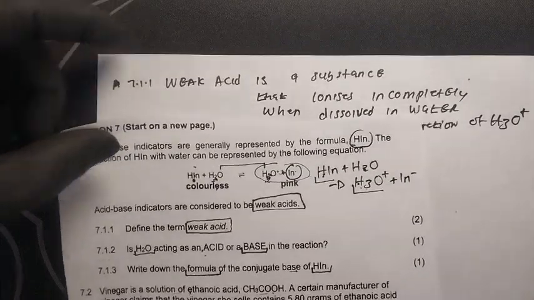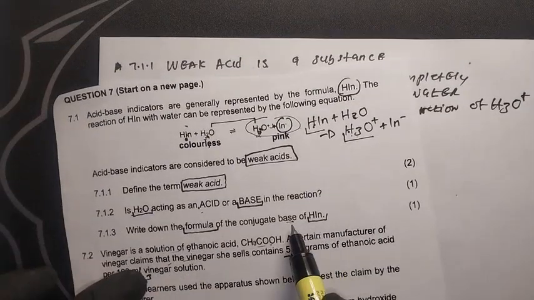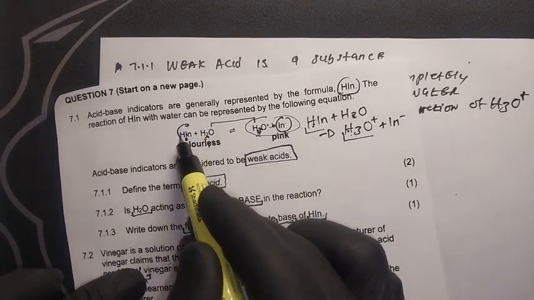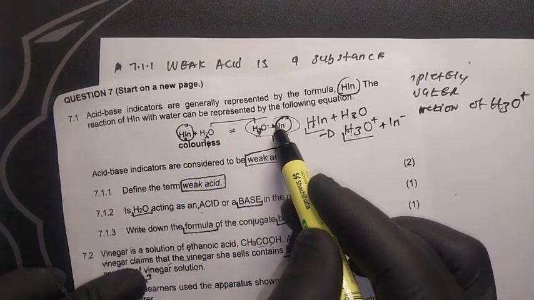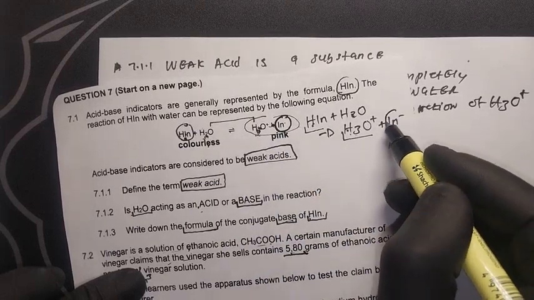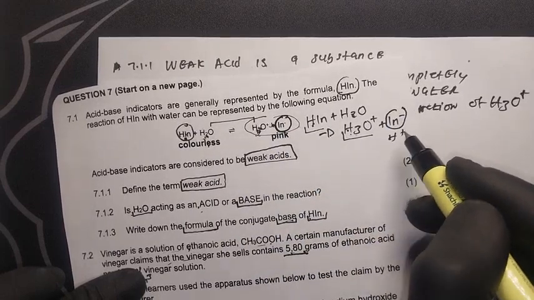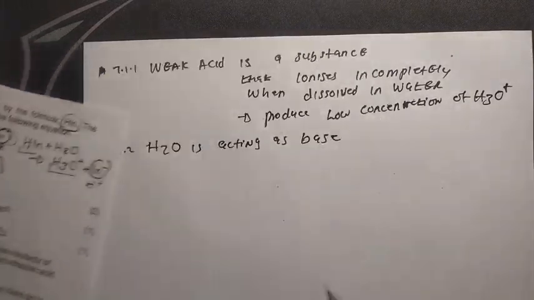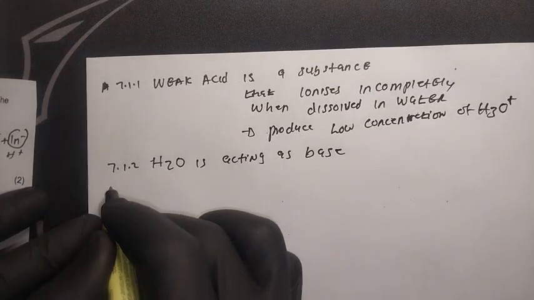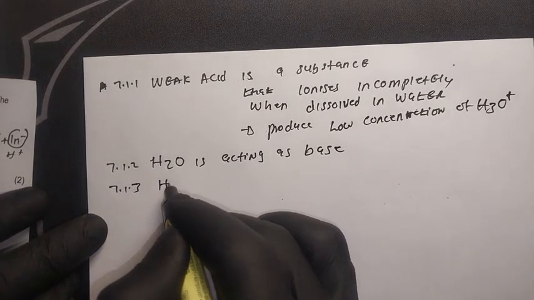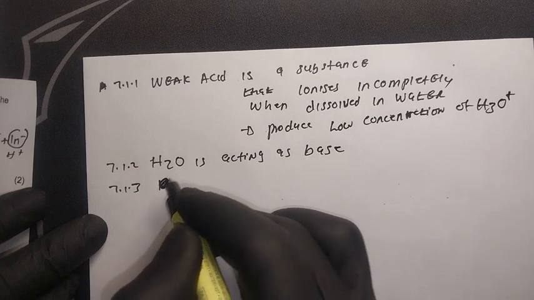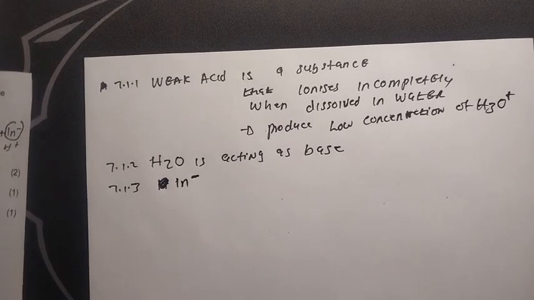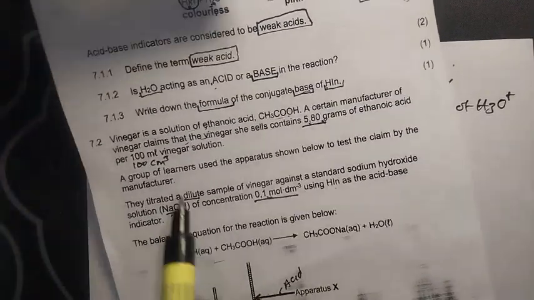Here, they want the conjugate base of this thing. When you check here, this one is an acid, so the conjugate base is the one that has lost the hydrogen ion. Now this one has the hydrogen ion, which means this is a base. So 7.1.3, it's H... sorry, that's a mistake. It should be Ln minus. That is the conjugate base of this thing.